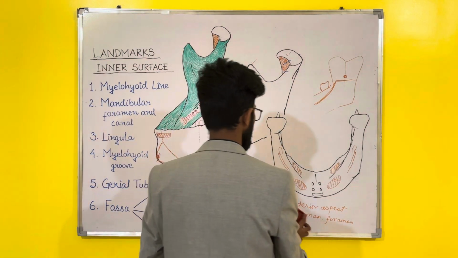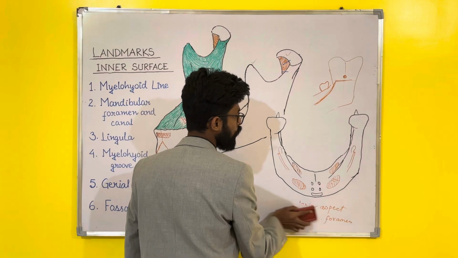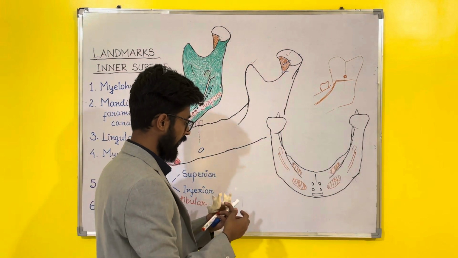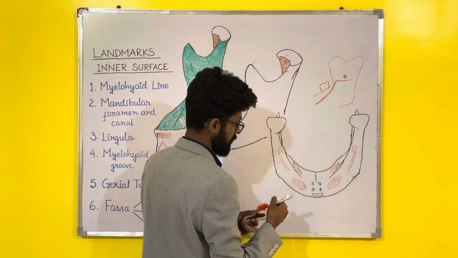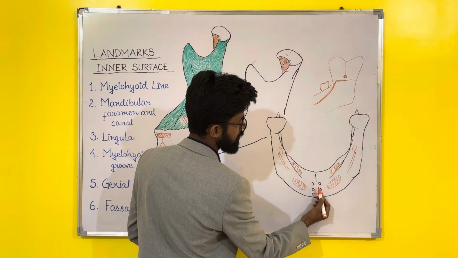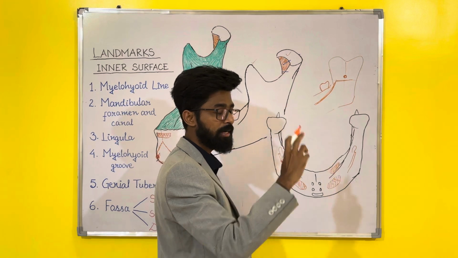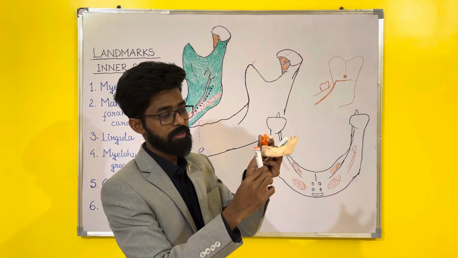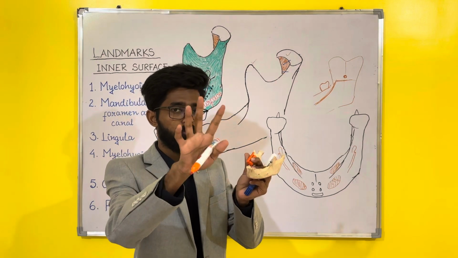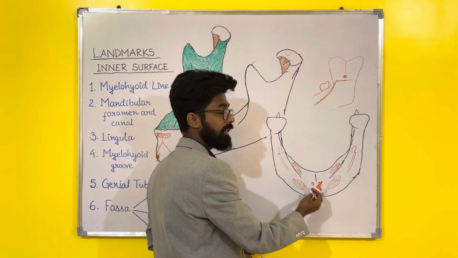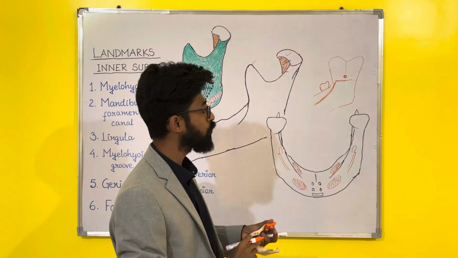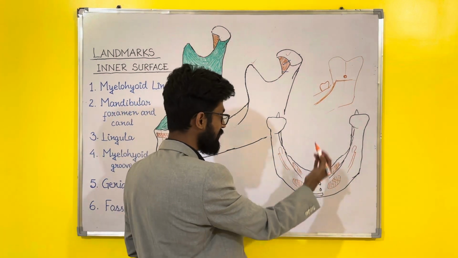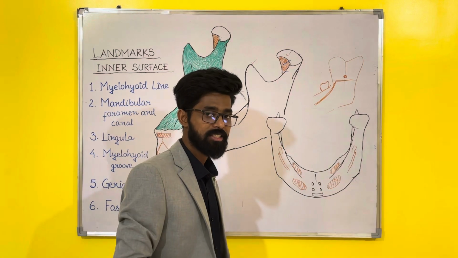Okay. Next is the genial tubercles. Genial tubercles are two paired elevations on the inferior aspect, behind the symphysis menti. That means the symphysis menti was in front, on the outer surface, and just inside that surface there are 4 elevations. They are called genial tubercles. They are present in two pairs. First is the superior genial tubercles. Next is the inferior genial tubercles.